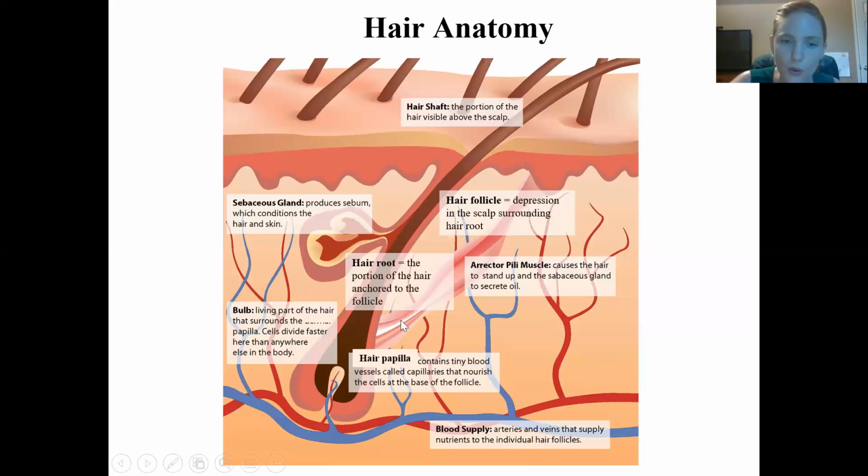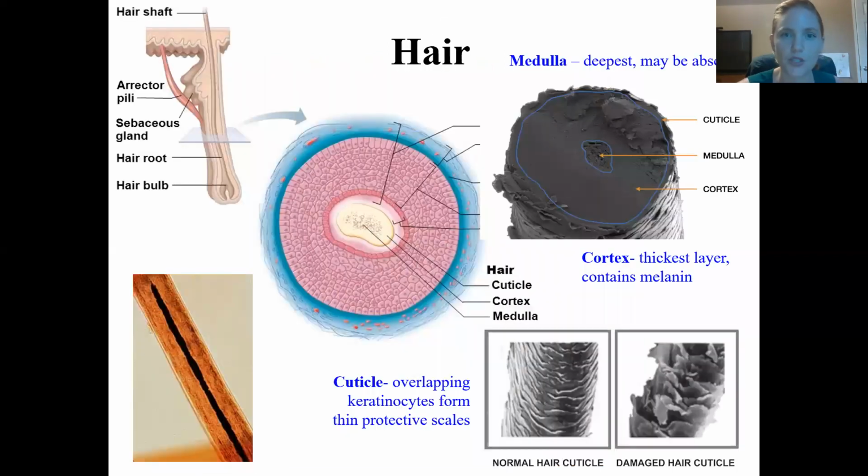Okay. Oh, one other structure here. This right here is called the erector pili muscle, and the erector pili muscle is going to be involved in raising the hair. Okay, so when we look at the hair itself, the hair has three layers.